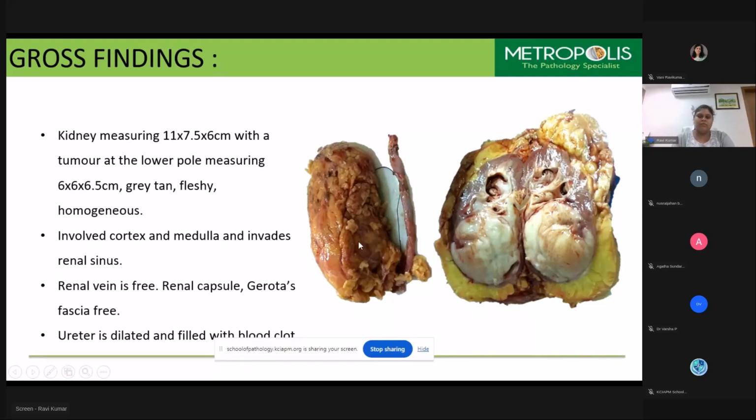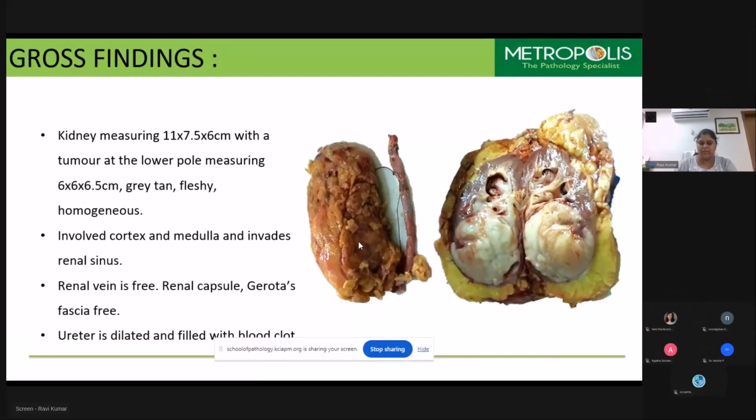So now the DD given was an RCC on scan. How will you know on gross? On gross, usually an RCC will have a yellowish appearance and a very variegated appearance because of areas of hemorrhage. But in this case, it is grey tan, fleshy and homogeneous, which is more commonly seen in lymphomas.